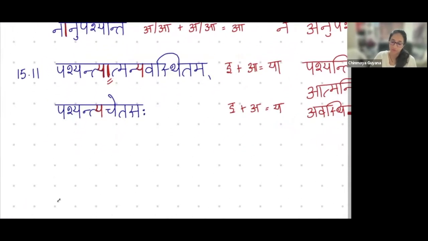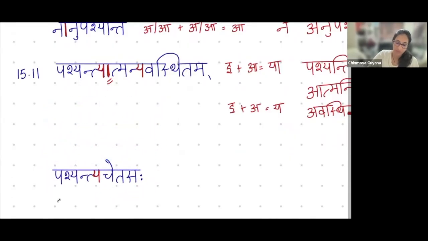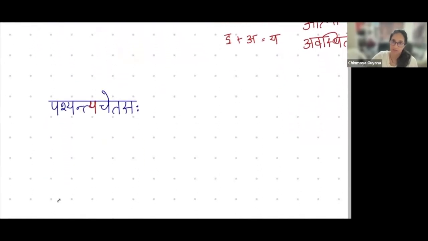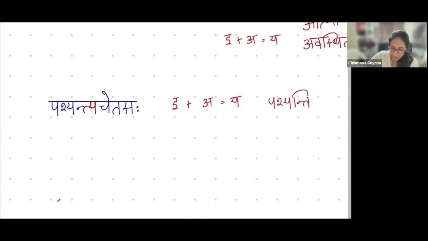Okay. And the last one also should be easy now. Paśyantyacetasaḥ. I plus a equals, yeah, ya. So then our words will be paśyanti, acetasaḥ. So far, so good?